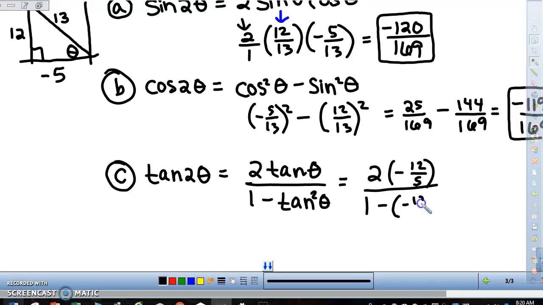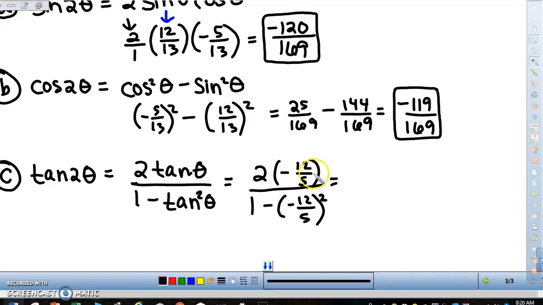So we'll go ahead and make our initial replacement. And then we'll start to simplify this. So on our numerator, this is 2 over 1. So when we multiply across the numerators, -24. On our denominator, 1 times 5 is still 5. So that's the whole numerator part. On our denominator, we have 1 minus 144 over 25.